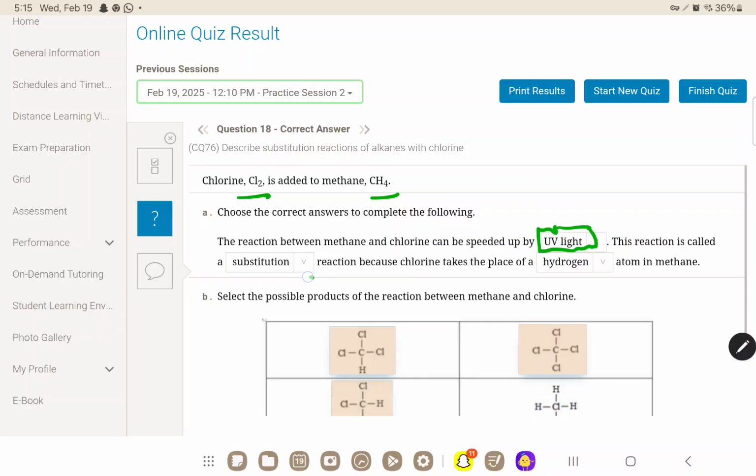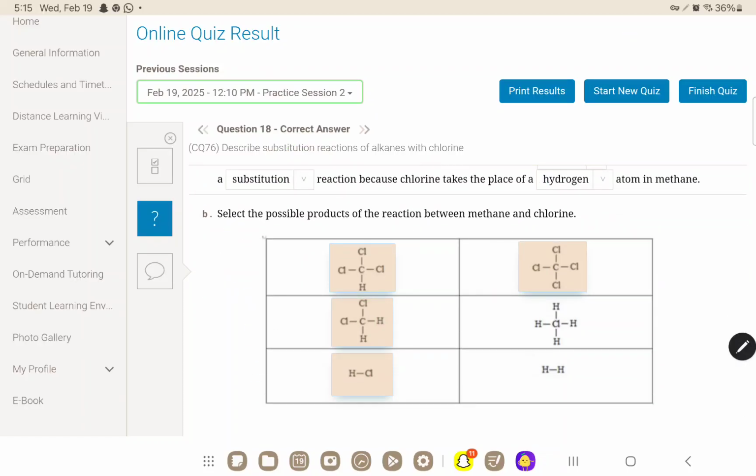The reaction is called a substitution reaction because when you add chlorine to an alkane, you're replacing something else in its place. We're going to see what I mean now. So it's substitution because chlorine takes the place of a hydrogen atom in methane.